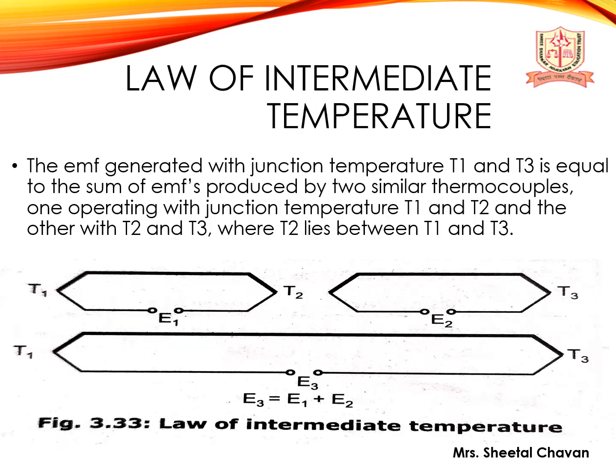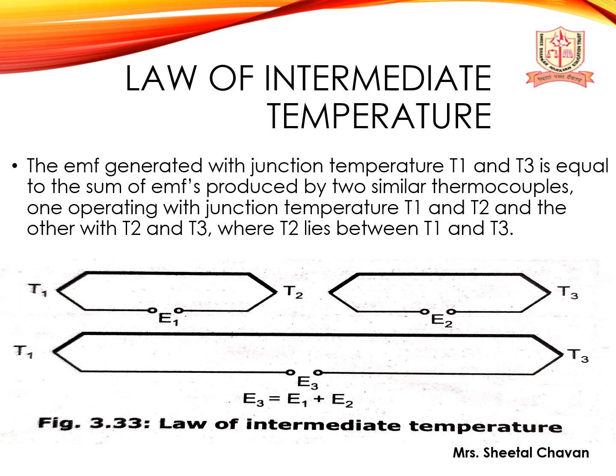The next point is law of intermediate temperature. The EMF generated with the junction temperature T1 and T3 is equal to the sum of the EMF produced by two similar thermocouples, one operating with the junction temperature T1 and T2 and the other with T2 and T3, where T2 lies between T1 and T3.